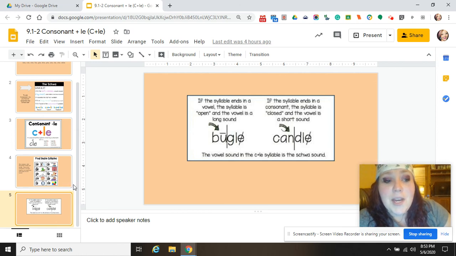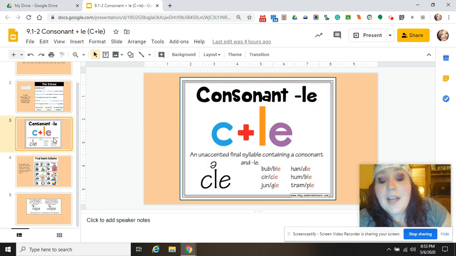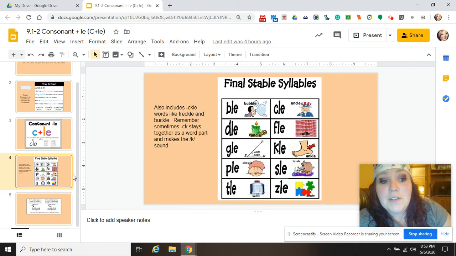So just as a reminder, our consonant LE, it's that unaccented final syllable in your word. So it's that consonant plus that LE, and it's going to have that schwa sound. There can be a bunch of different ones. So I want you to remember all of those different ones. They're all going to make that ul sound at the end. But as long as you remember your schwa sound and that E is going to be silent, you're good to go. Remember your open and closed. So we're going to put this into practice.